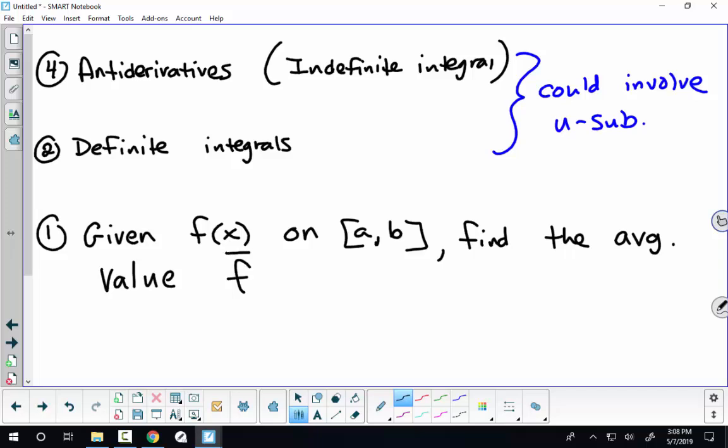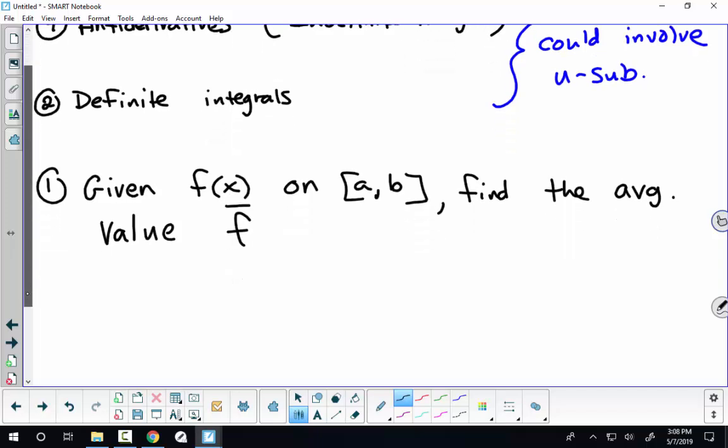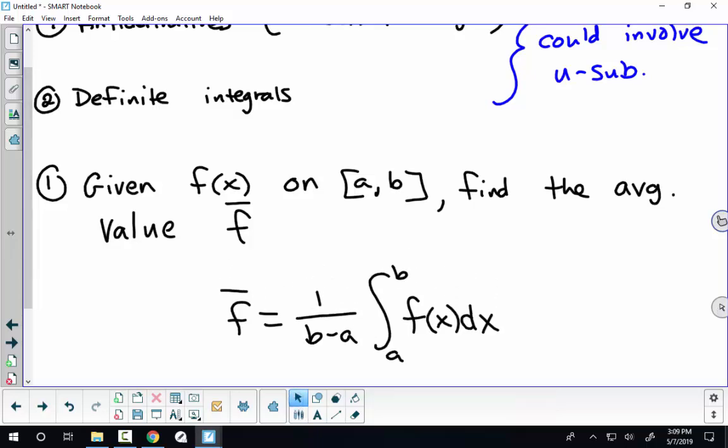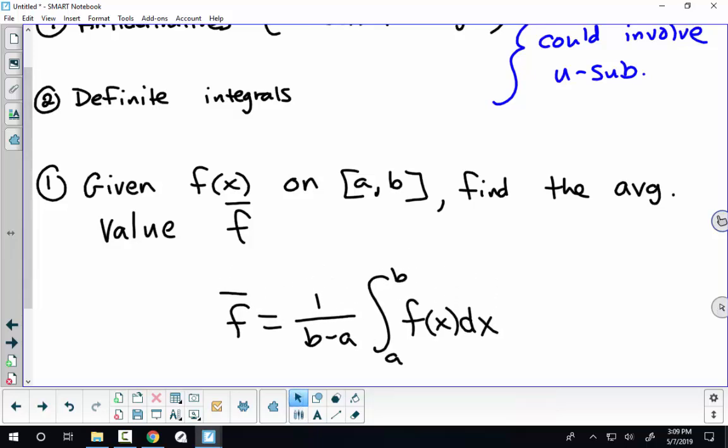Which was defined as f bar. And just so you remember, f bar is 1 over b minus a times the net area from a to b. Let's get that down. Remember, you cannot have any Chapter 5 stuff on your note card, so that's from Chapter 5. You need to remember that formula.